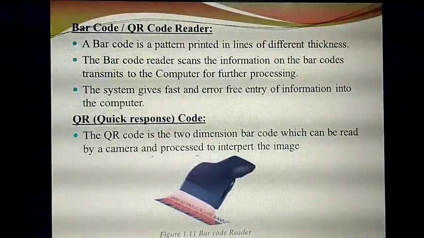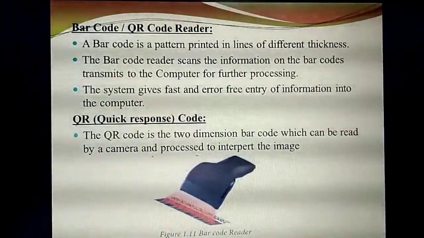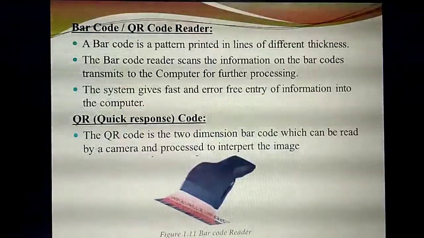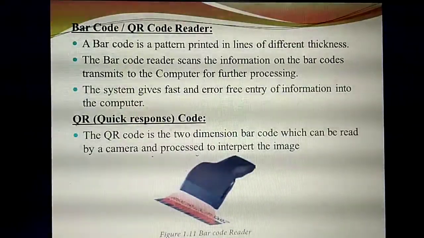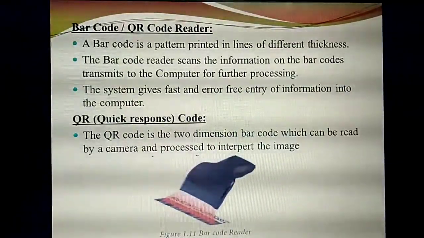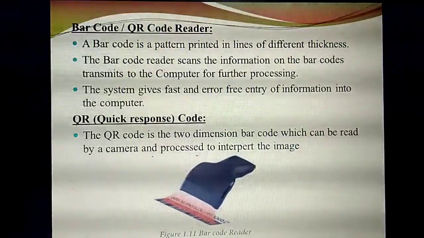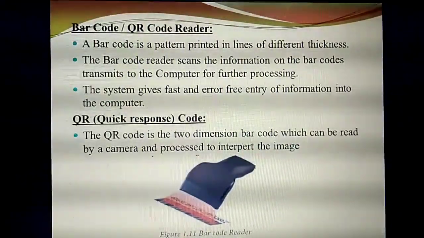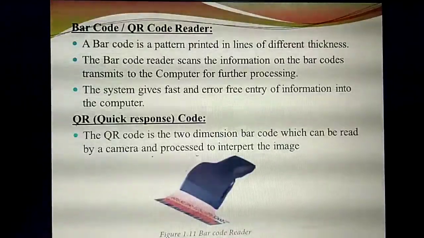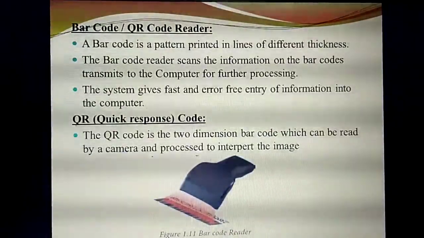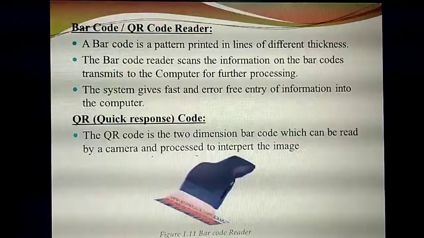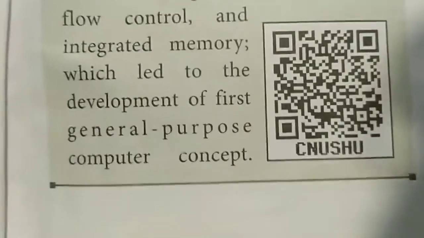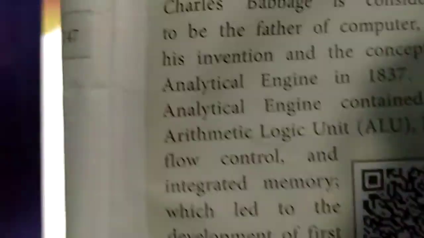Understand? Next one is the QR code reader. What's the meaning of QR code? Quick response code. This is a 2-dimension barcode. Have you seen it? This is a QR code. In your textbook also I have shown this diagram. See, this is the QR code, sorry, not barcode. Understand now?